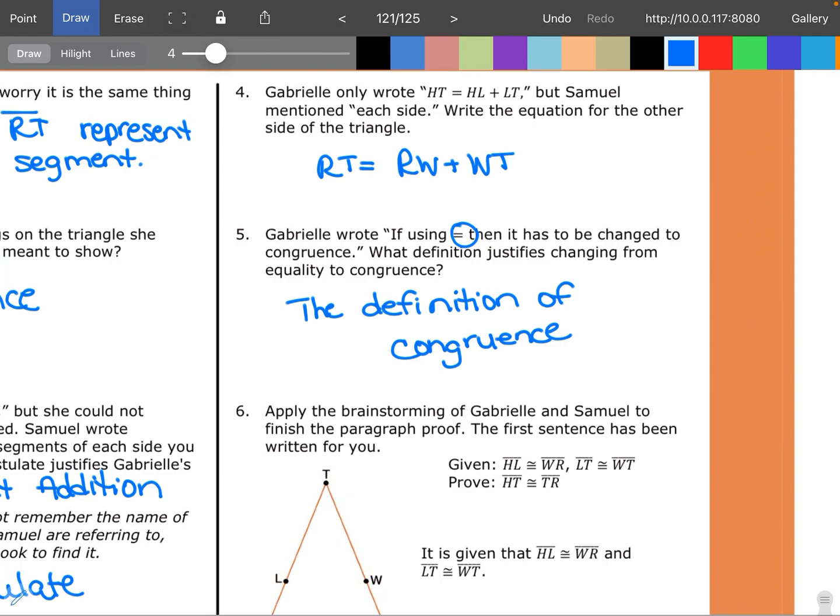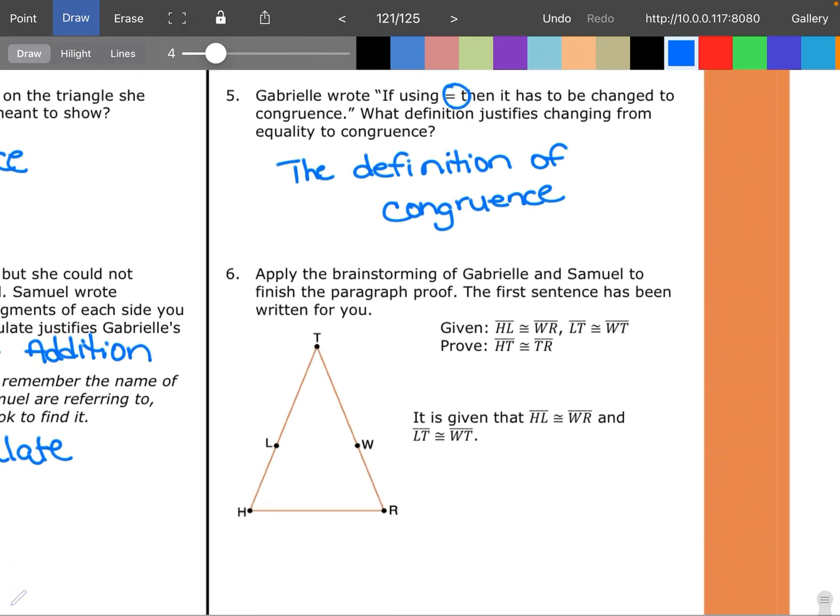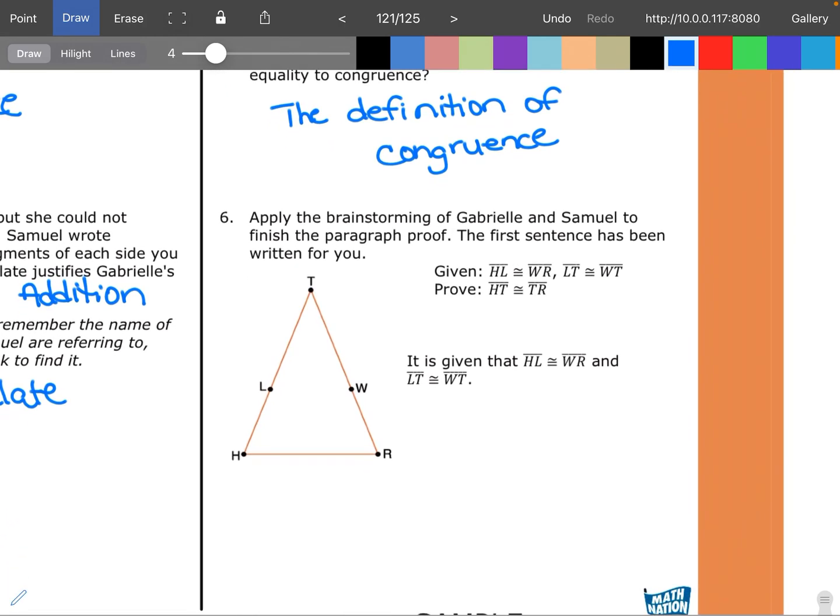Apply the brainstorming of Gabby and Samuel to finish the paragraph proof. The first sentence has been written for you. Okay, so we took a long time and let everybody write it out the best they could. Remember, on the EOC you're more than likely not going to be writing a paragraph from start to finish. You will have some drop downs or some click and drags to be able to do that. But we're going to give it a shot.